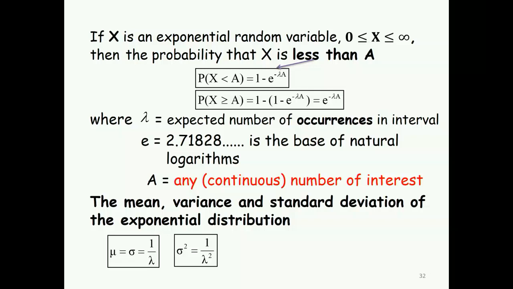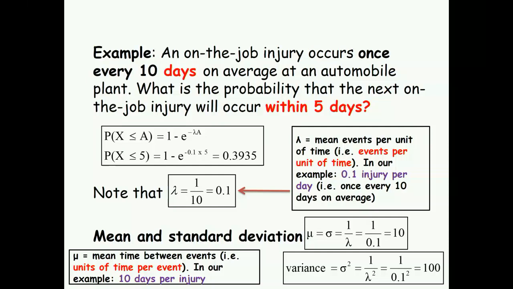How do we calculate? The mean could be calculated this way. The variance could be calculated this way. So for anything less, 1 minus e to the power, where e is 2.7, then lambda we will calculate, and A is the question. Okay, let's go to this question first.